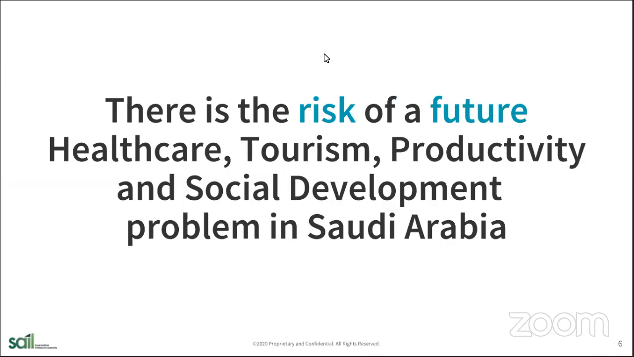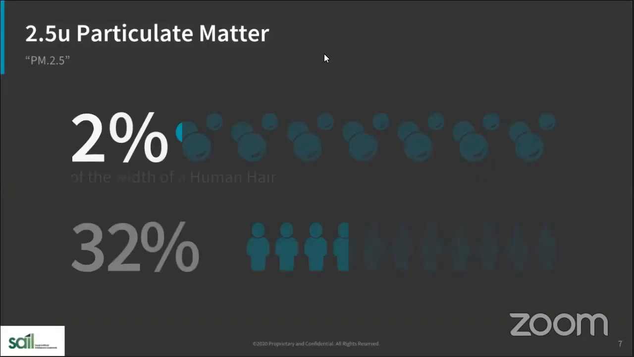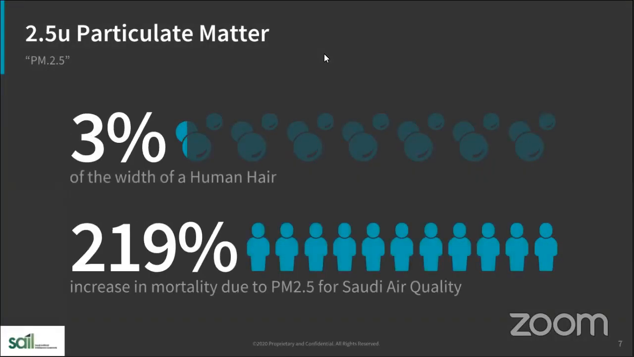Moving on. There is a risk of a future healthcare, tourism, productivity, and social development problem in Saudi Arabia, as I mentioned. When we talk about air pollution, what is it that we're actually talking about? What we're really talking about is a particular size of particulate, 2.5 micrometers, about 3% of the width of a human hair. And it has such an impact that it increases the mortality rate of a population significantly.